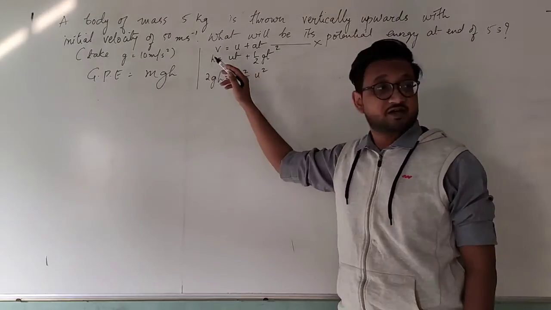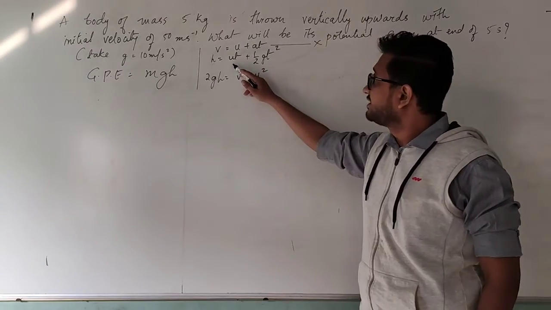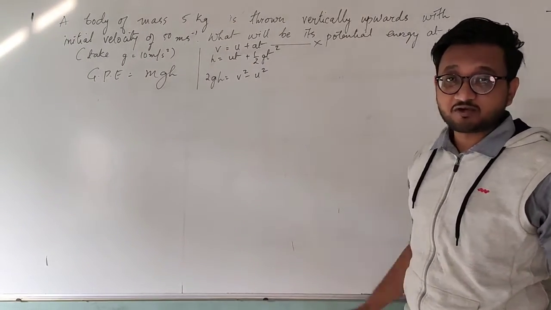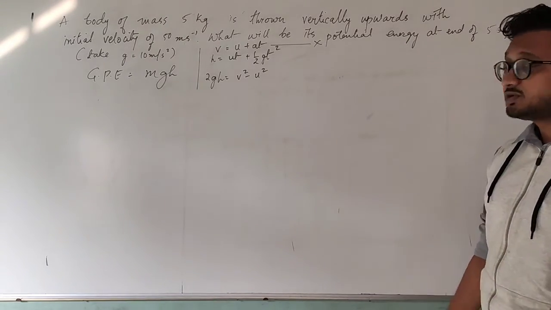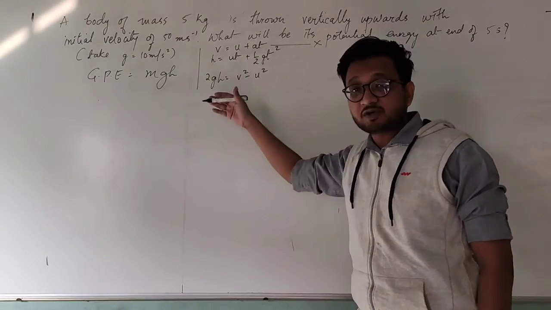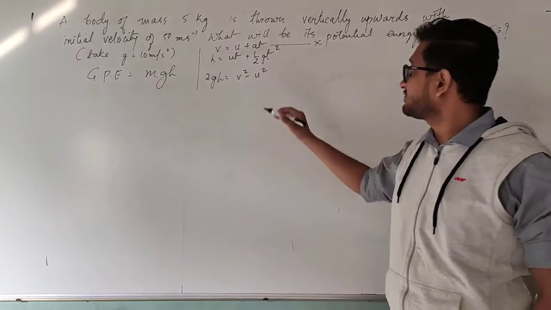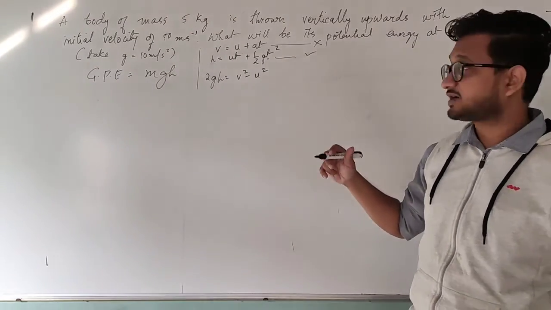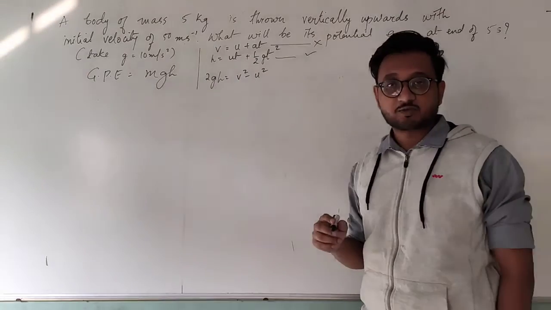We need to find the height. We have initial velocity, we have time, we have acceleration due to gravity, and once again we have time. So there is no need for the third equation. However, we will see what will happen if we use the third one. So the second one is the correct option. We will have to find the height with the help of the second equation.